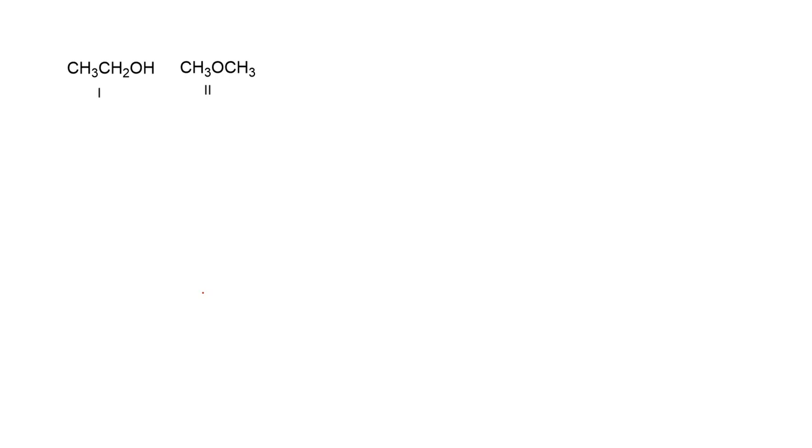Ethanol gives a strong and broad peak in between 3200 to 3400 centimeter inverse. Such a strong and broad band will not be given by ether. Ether gives only a medium intensity band at or in between 1100 centimeter inverse. Okay, that is how the alcohol and ether can be distinguished.